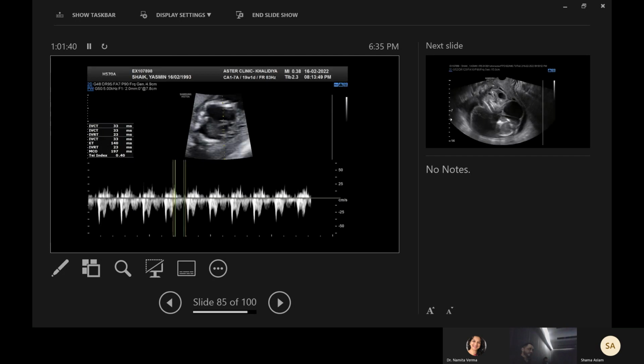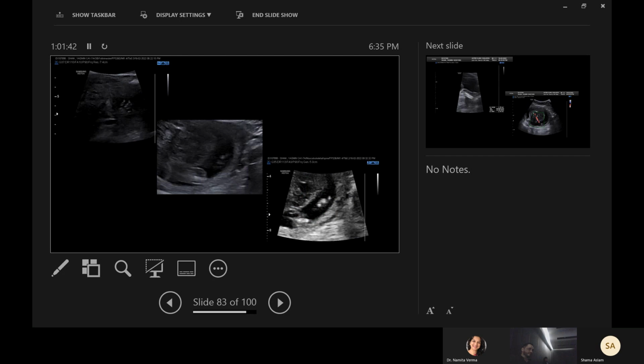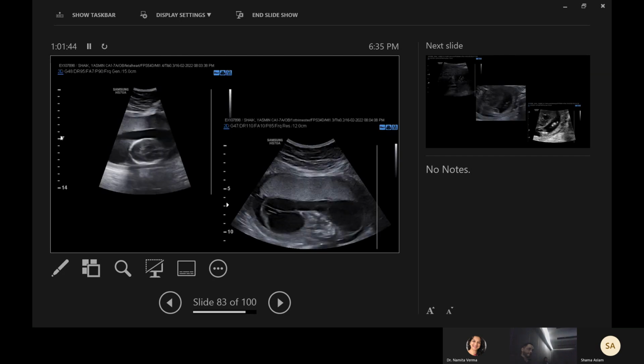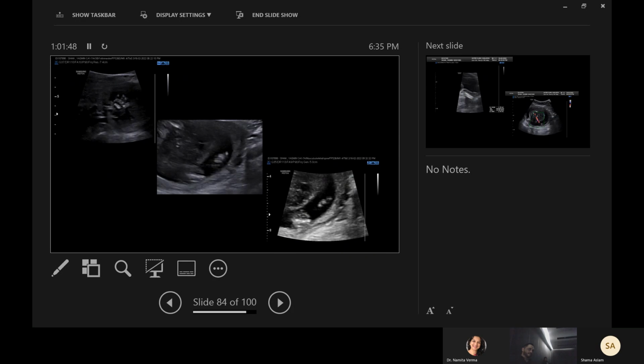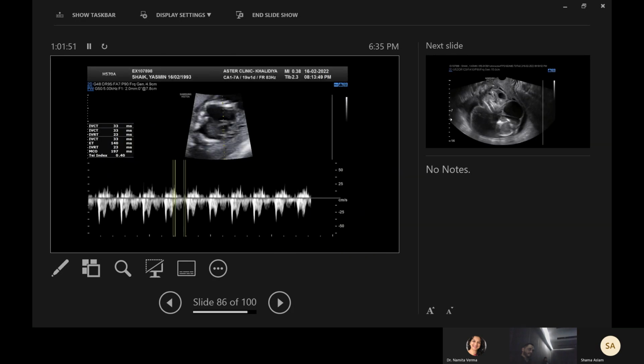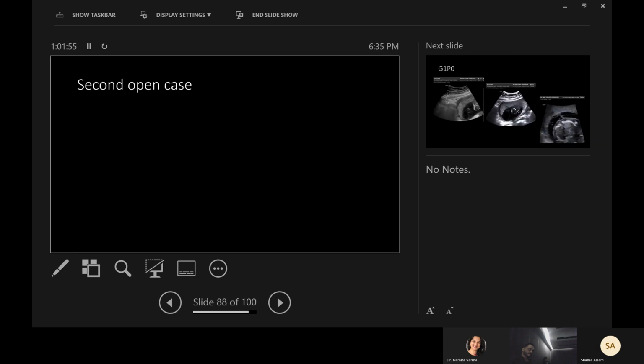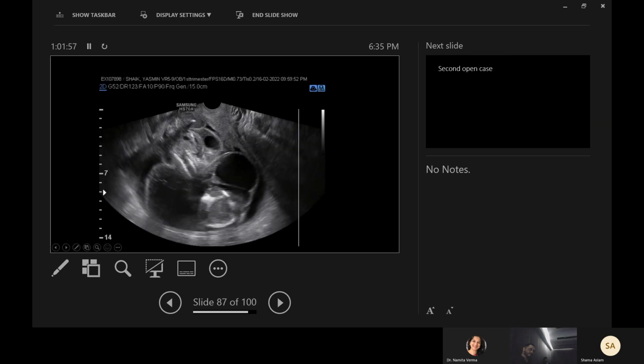Any more findings anyone is seeing? This patient we advised for invasive testing, but the patient went to India for termination. I'll try to get some follow-up with that patient.